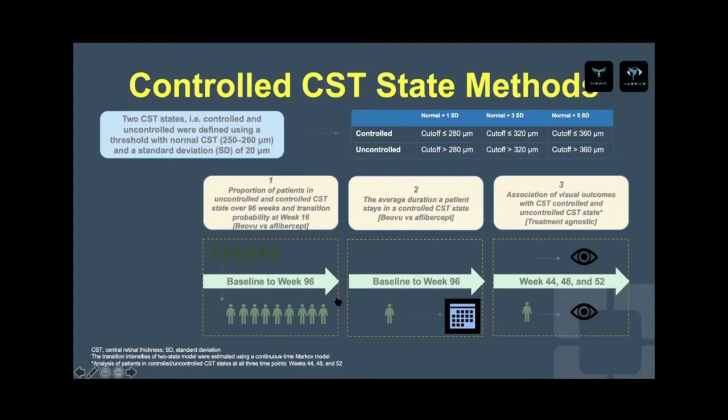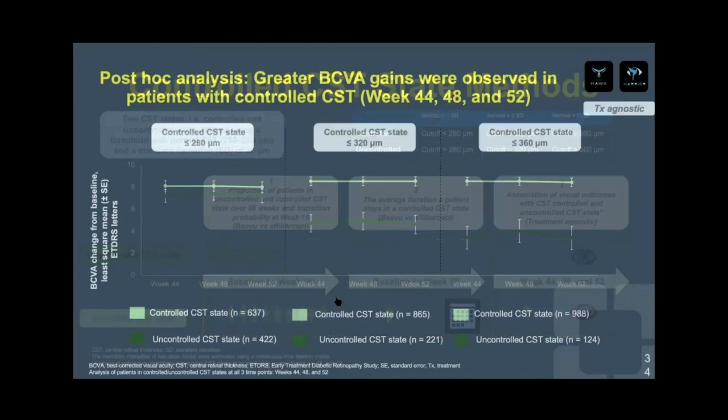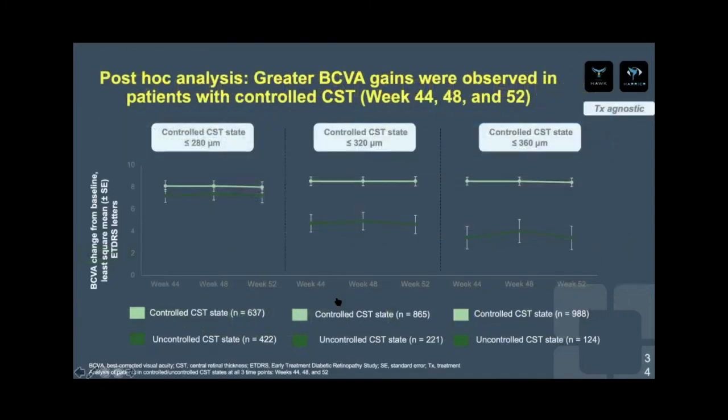And is there a difference in the two drugs that were tested in HAWK and HARRIER to see a difference here? And I call these controlled and non-controlled CST states. And what you can see here is if you're in a controlled CST state of 320 or less, or even 360 or less, you have a very, very good visual acuity gain of almost 8 letters, versus if you're in the bottom patient cohort, where you had a non-controlled CST state, you had less visual gains over time, almost approaching baseline, as you can see as you go out over time.